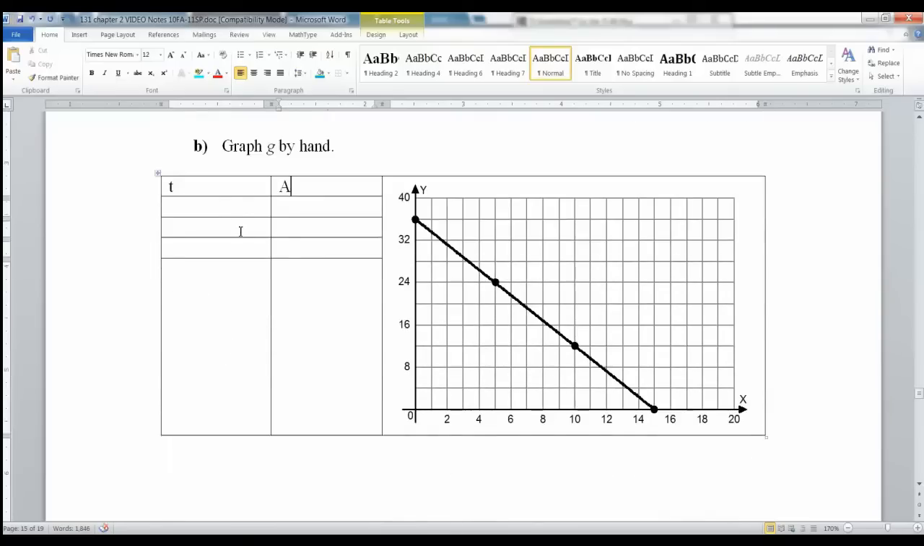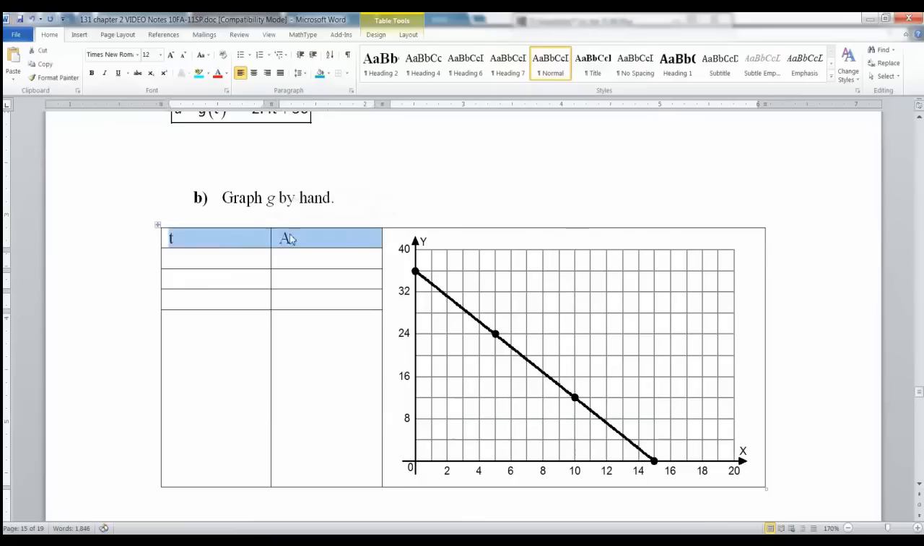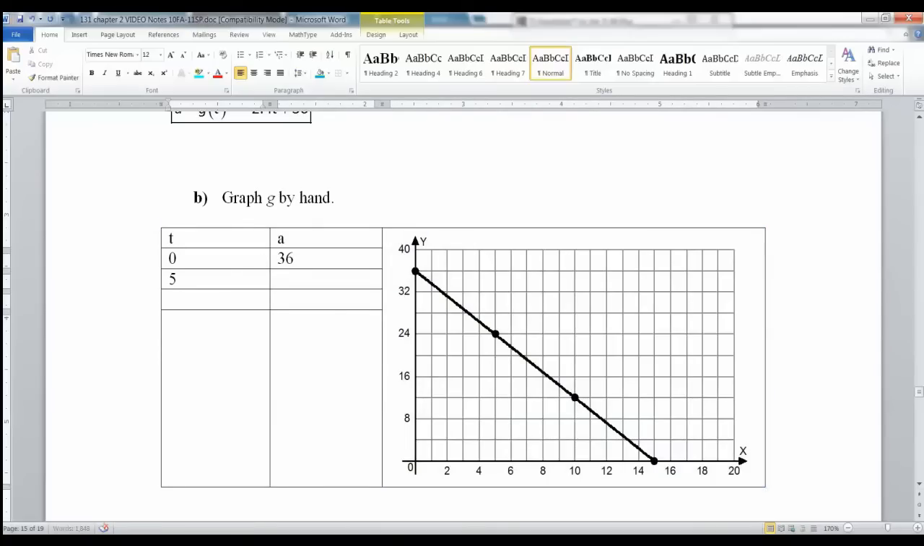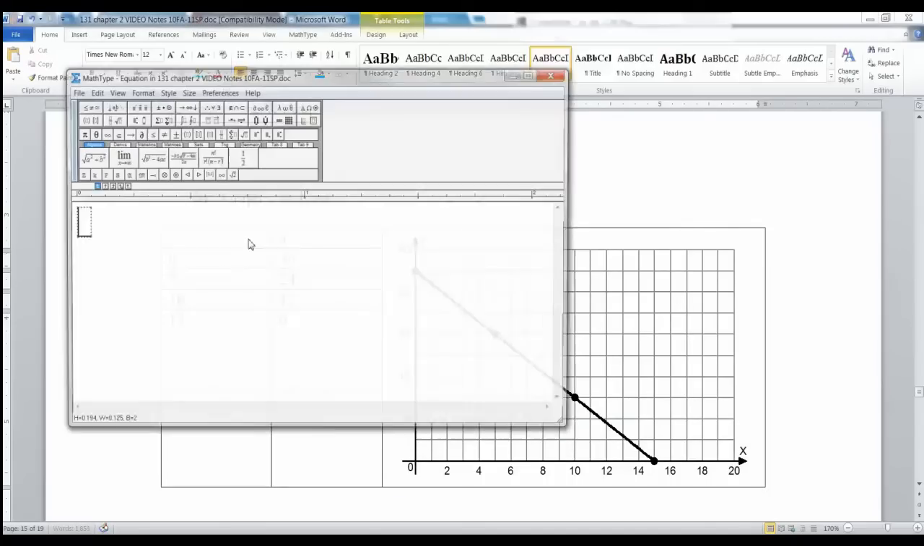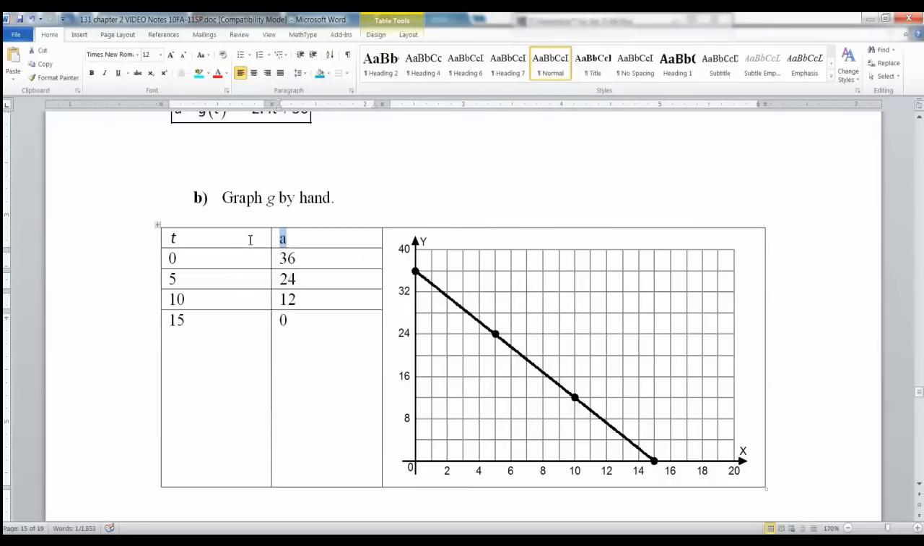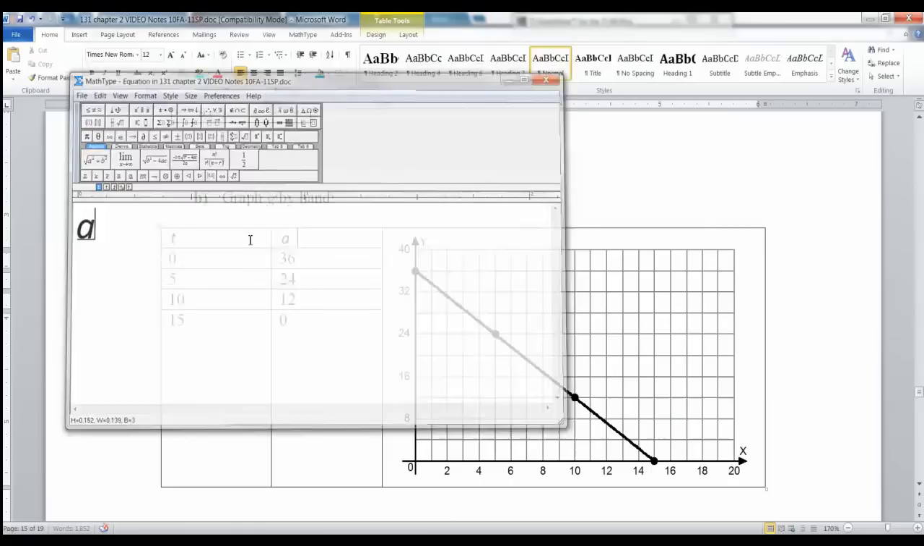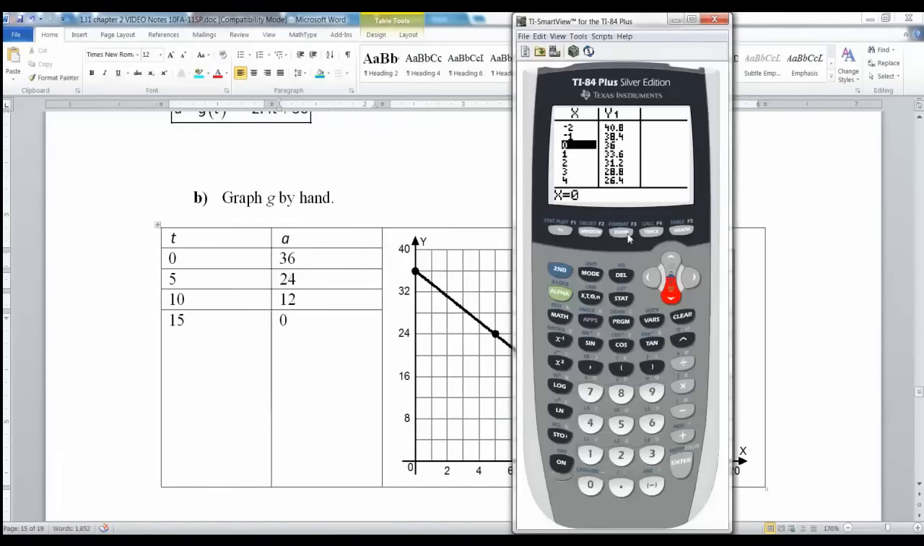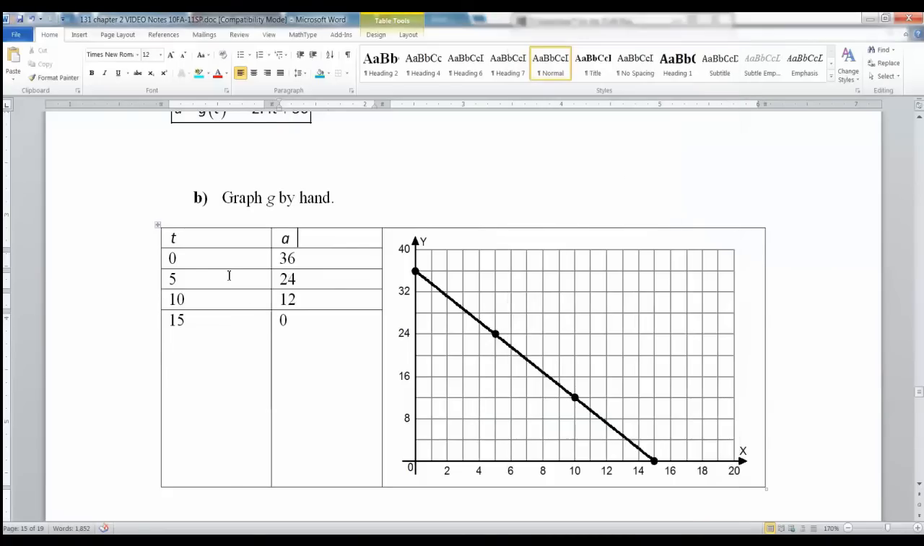So t is this, a is this. When t is 0, I've got 36. When it was 5, I had 24. When it was 10, I had 12. And when it was 15, I had 0. I just got those right out of the calculator. That table feature is so nice, right? It's above your graph button. I didn't even use the graph from the calculator. I don't even care about the graph. I just care about the points.